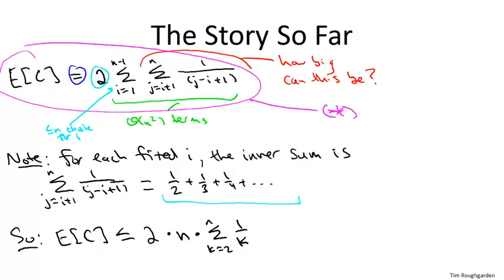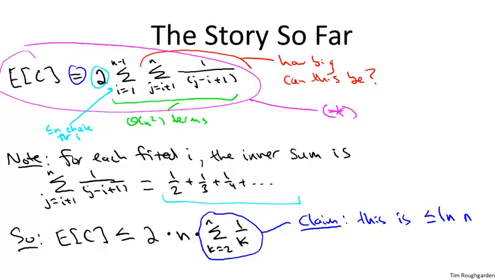And life's going to get really good when we prove the next claim, which is that this sum cannot be very big. It's only logarithmic in n. Even though there's a linear number of summands, the overall value of the sum is only logarithmic. That, of course, is going to complete the proof because that'll give us an overall bound of 2 times n times the natural log of n. So that's an n log n bound with really quite reasonable constants. So why is this true? Why is this sum only logarithmically large?